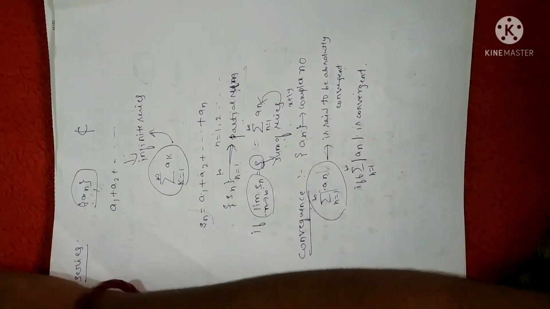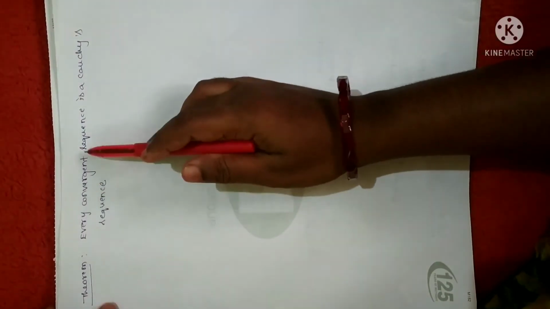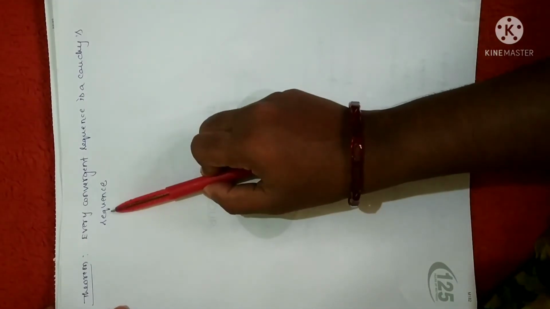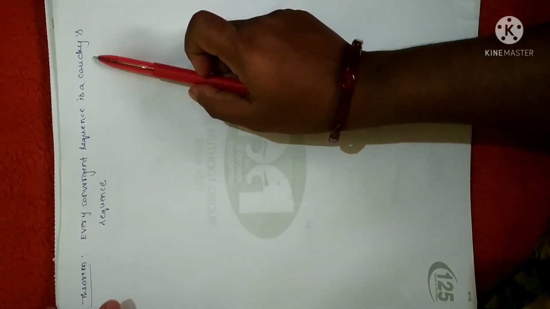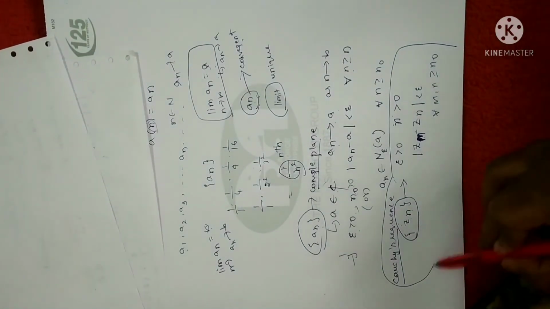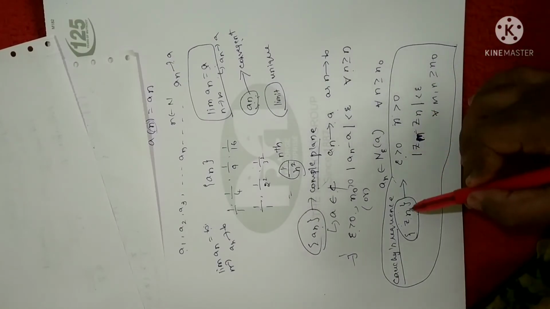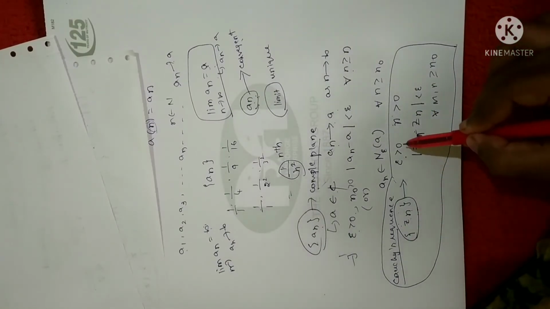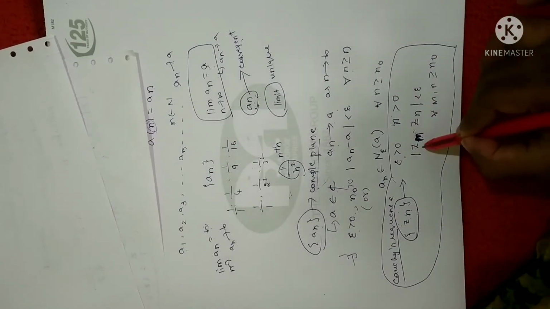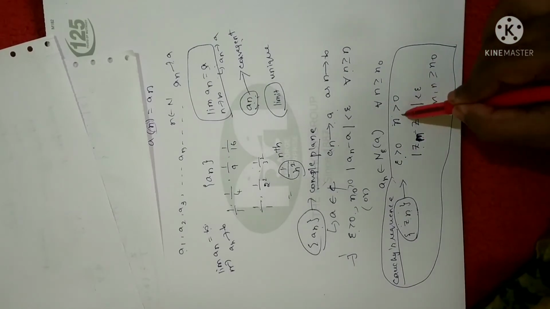Fine. Now we have a simple theorem based on a sequence. Anyhow, it is also there in your UG class, but again, it is repeated. Every convergent sequence is a Cauchy sequence. As I already told you, a Cauchy sequence is also called a fundamental sequence, and I explained the definition clearly, right? A Cauchy sequence, represented by Z_n, is said to be Cauchy if for every epsilon greater than 0 there exists n_0 such that magnitude of Z_m minus Z_n is less than epsilon, where m and n are greater than some value n_0. Fine. So this is the definition of a Cauchy sequence.